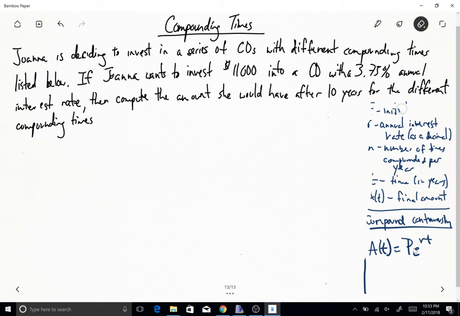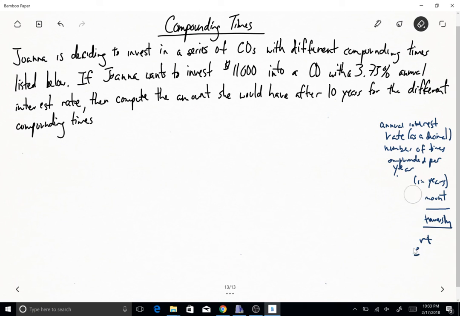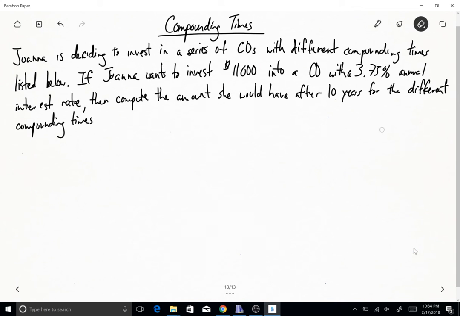So you still have the same formula, and we'll use that. And so let's see how we create one of those. Okay, Joanna has decided to invest in a series of CDs listed below.